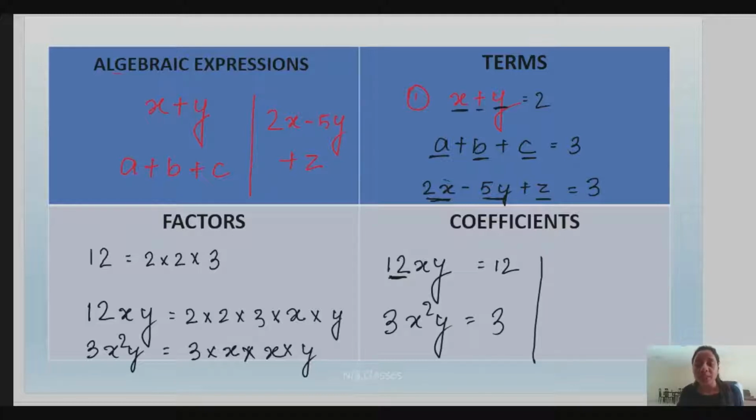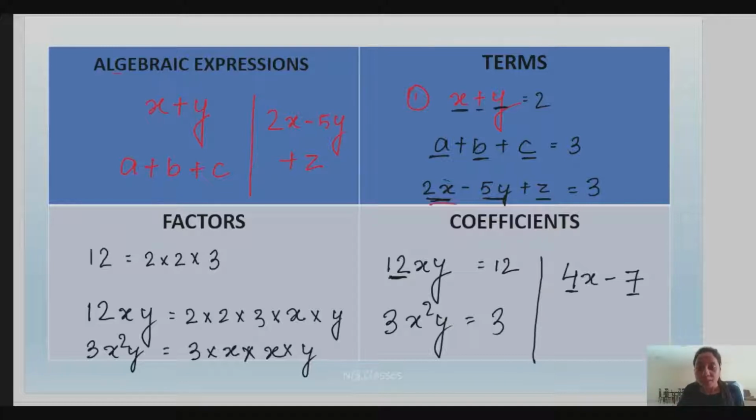Now suppose I am taking one example, 4x minus 7. Here this 4 is the coefficient of x. And this 7 is the constant. So what's the difference between coefficient and constant? Constant will be a number which will be sitting alone. And coefficient will be sitting with the variable. With variable, whatever number is there, that will be called coefficient.